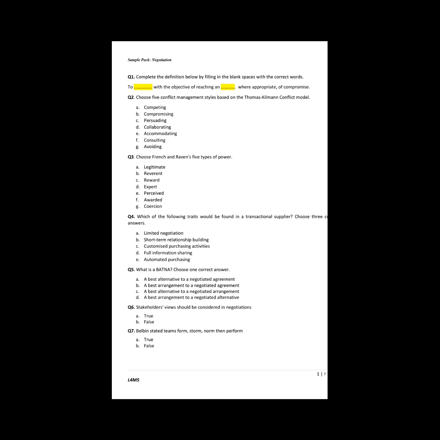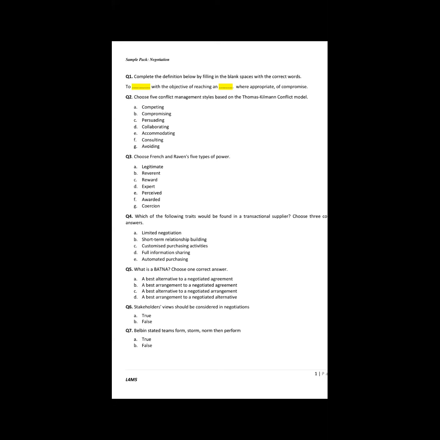Okay. So I'm choosing A. A is 1. You are going to choose the rest. I'm choosing B. Okay, correct. D. Collaborating. I'll also choose E. Accommodating. Correct. And then G. Avoiding. Perfect. So complete A, B, D, E, and G. Okay. Yeah, correct.